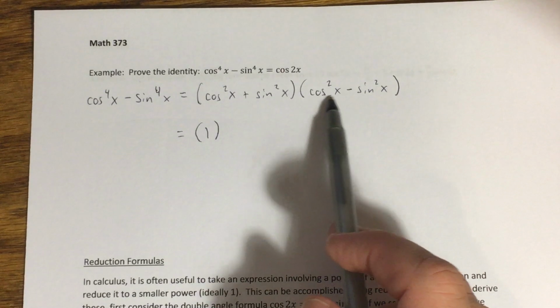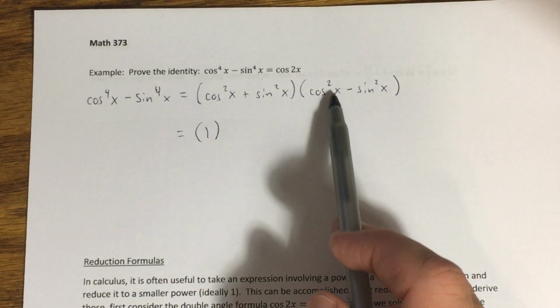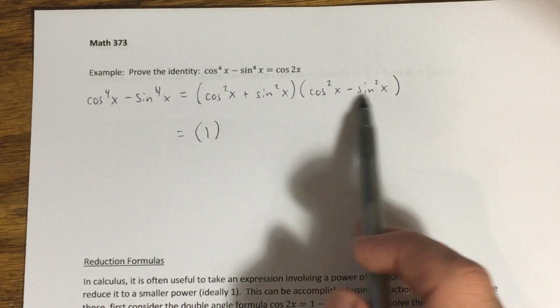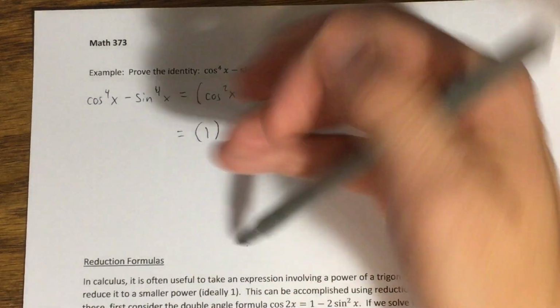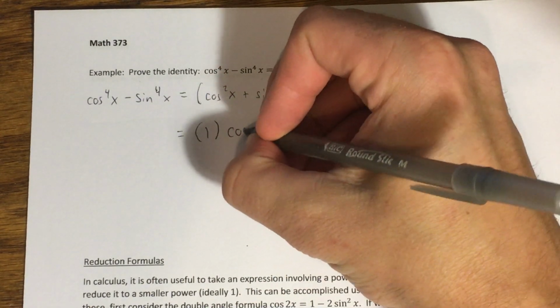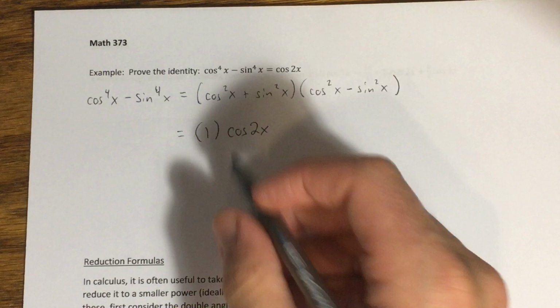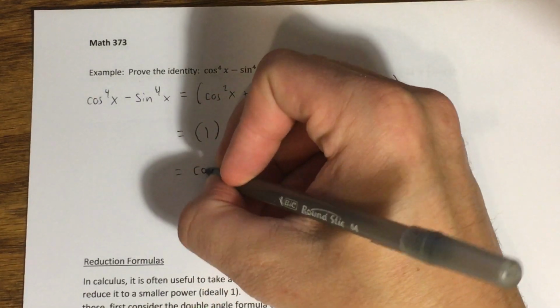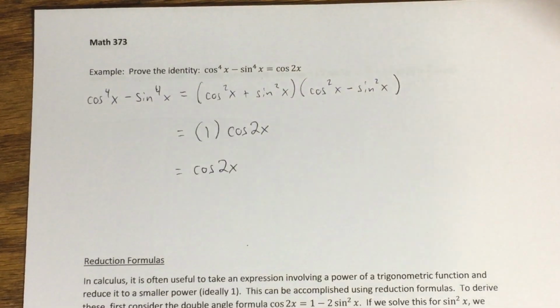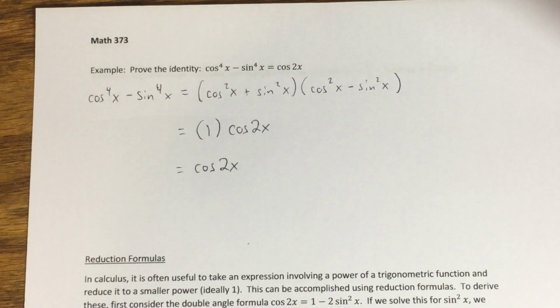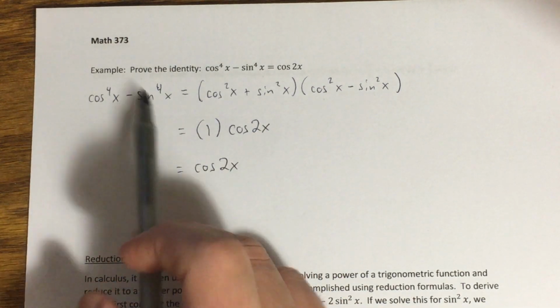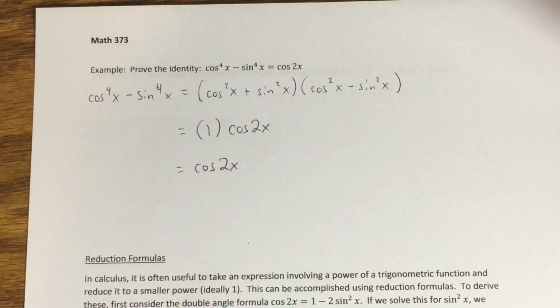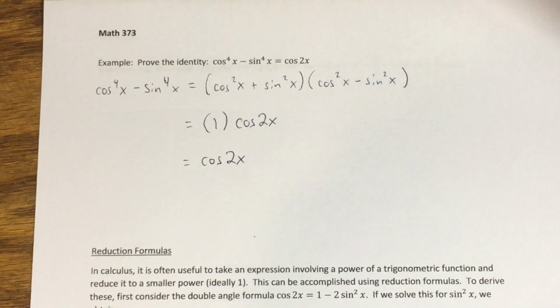But now we also should be recognizing this, cosine squared of x minus sine squared of x. That was the first of our double angle formulas for cosine. So that thing is equal to cosine of 2x. And of course, 1 times anything is itself. So cosine of 2x is what comes out of that. That's what we were being asked to prove. Not too bad, not too bad. And again, remembering how to factor polynomials is very, very useful in this entire chapter. So hopefully that made sense.